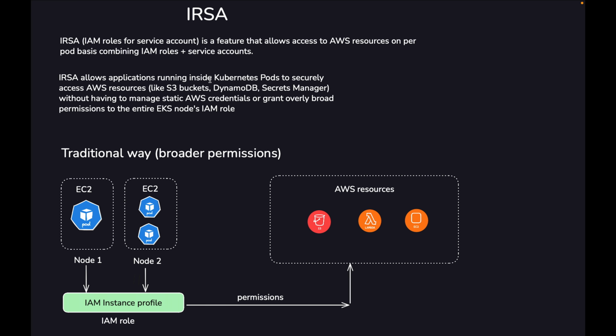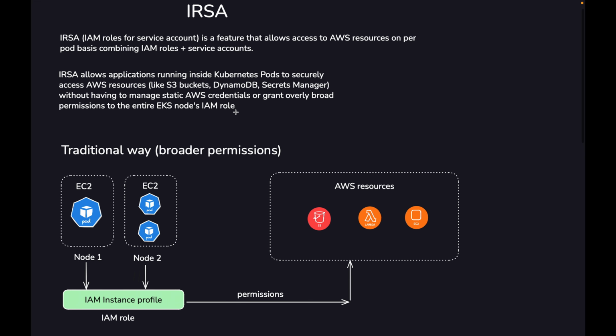IRSA allows applications running inside Kubernetes pods to securely access AWS resources. It may be an S3 bucket, DynamoDB, Secrets Manager, or any other AWS resource that you can think of, without having to manage static AWS credentials or grant overly broad permissions to the entire EKS node's IAM role.